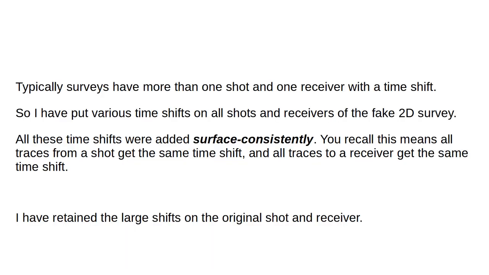Typically, surveys have more than one shot and one receiver with a time shift. So I have put various time shifts on all shots and receivers of a fake 2D survey. All these time shifts were added surface consistently. You recall this means all traces from a shot get the same time shift and all traces to a receiver get the same time shift. I have retained the large shifts on the original shot and receiver.